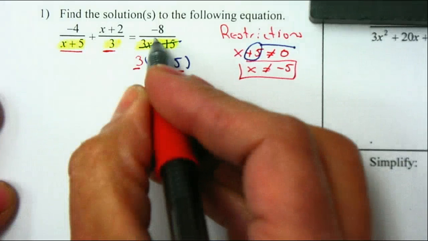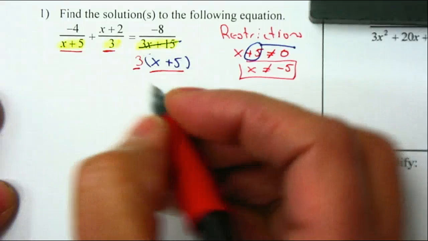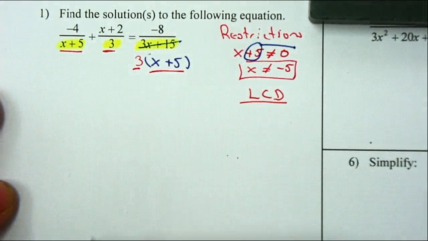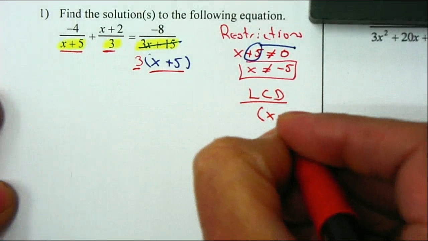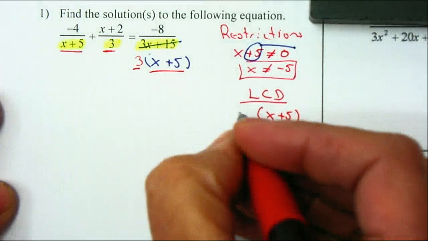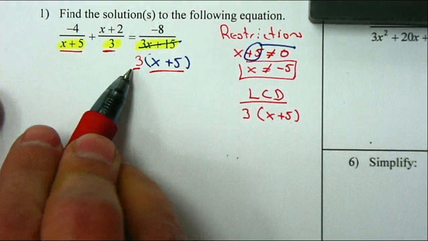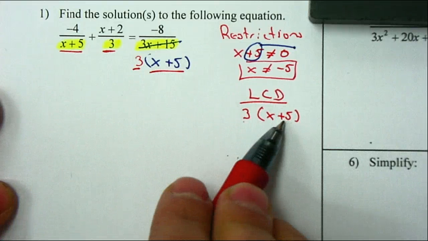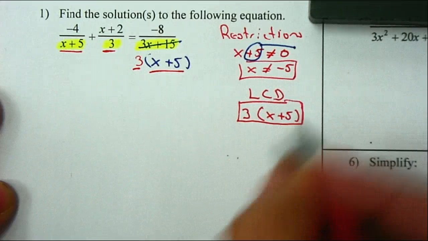Now, whenever we have an equation, the best thing to do is to get rid of the denominators. Therefore, we're going to multiply by the LCD. Let's see. I need to cancel this x plus 5, so my LCD has to contain an x plus 5. I also need to cancel this 3, so my LCD should have a 3 as well. I need to cancel this 3, which will cancel with this 3. And I need to cancel this x plus 5, which is already part of the LCD. So therefore, my LCD will be 3 times x plus 5.